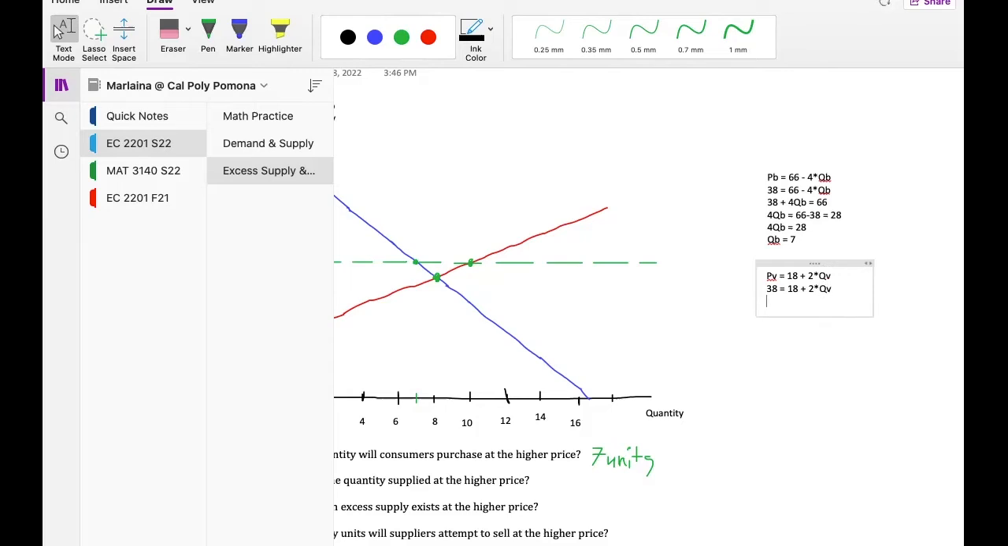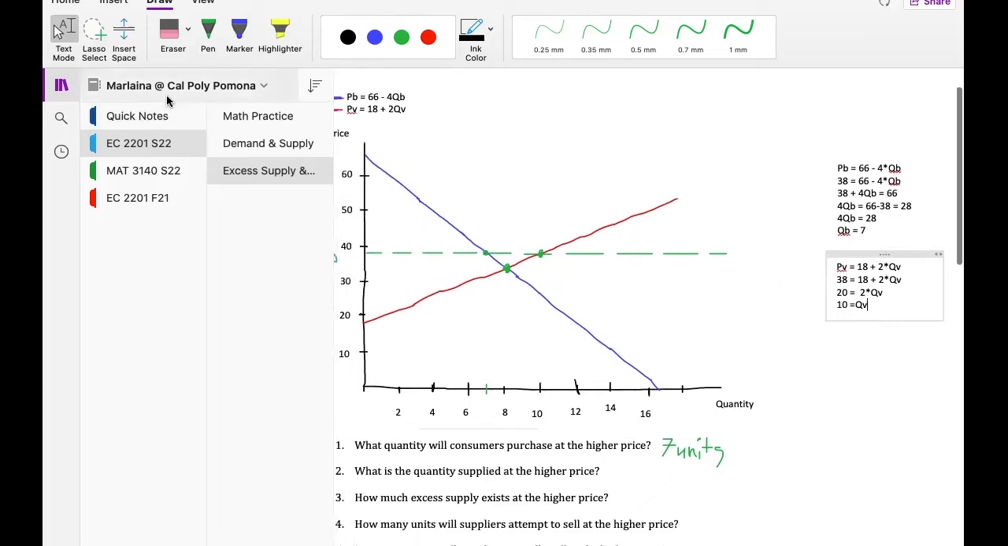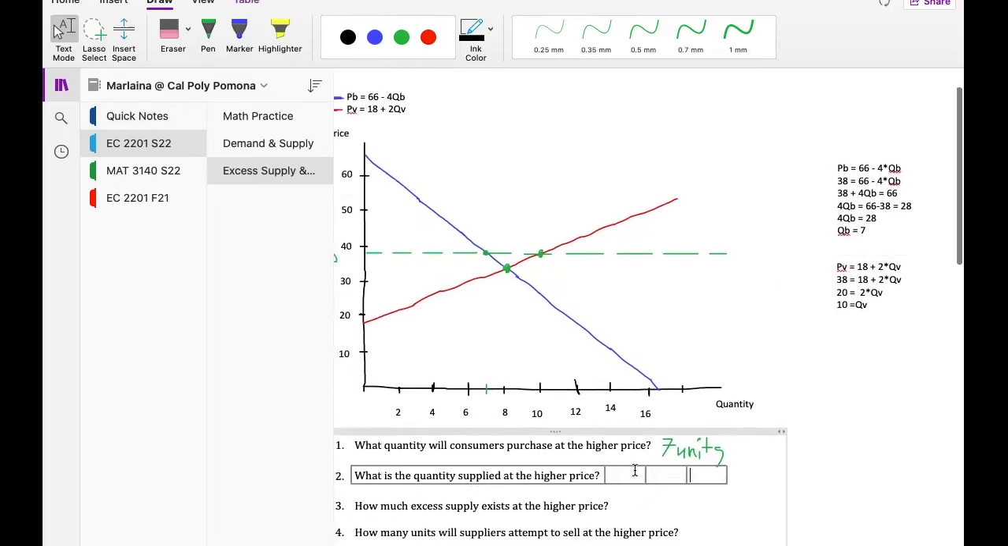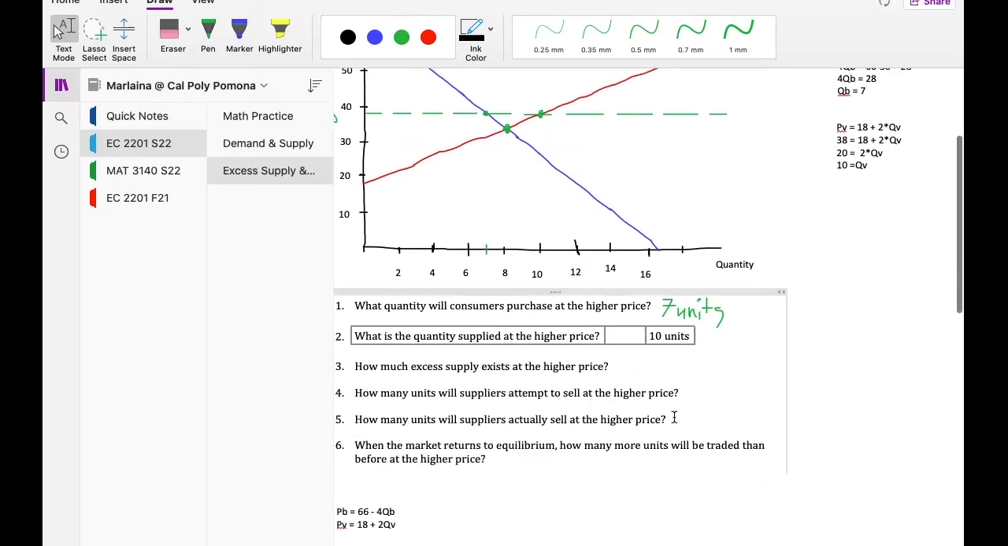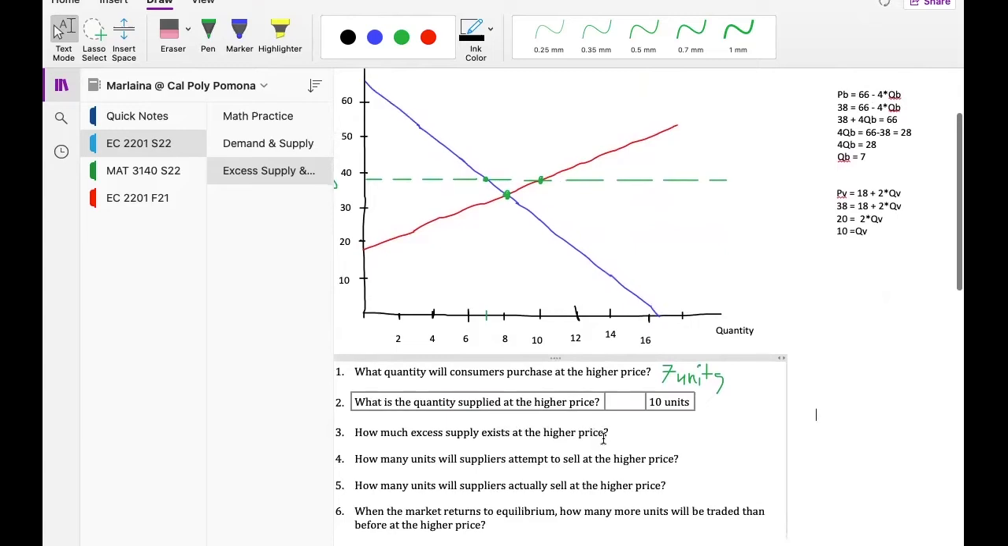This one's going to be a bit easier. We can just subtract 18 on both sides and get 20 equals 2 times the quantity the producers are selling. Then just dividing both sides by 2, we see that 10 equals the quantity supplied by the producers. I'll just type it out this time. So we have 10 units being supplied at the higher price. Now, how much excess supply exists at this higher price?